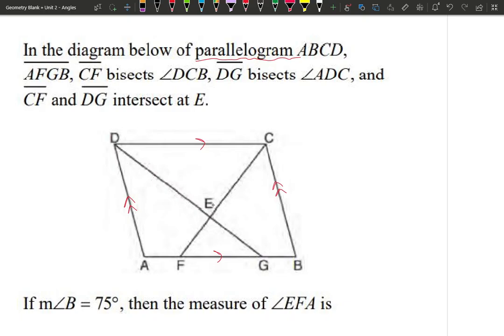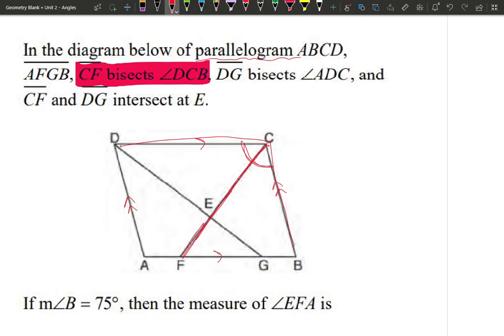Okay, CF bisects angle DCB. Hold on. Let's just focus on this one sentence here for a second, this one phrase. CF is this line, bisects angle DCB. So DCB is this angle. So it bisects that entire angle. Bisect means to cut in half. So that means that this piece of the angle is congruent to this piece of the angle.